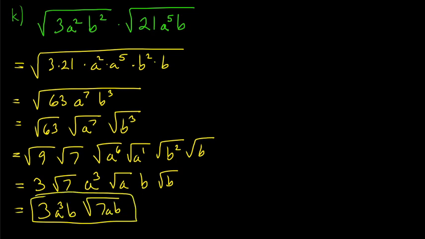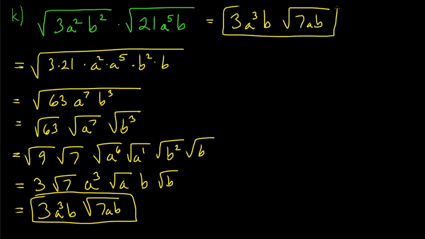So I think that's it. I think in this case, instead of splitting everything up into smaller and smaller pieces, it made sense to combine everything and then split them up. But either way you do it, you should get the same answer here. All right, so 3a cubed b times the square root of 7ab.